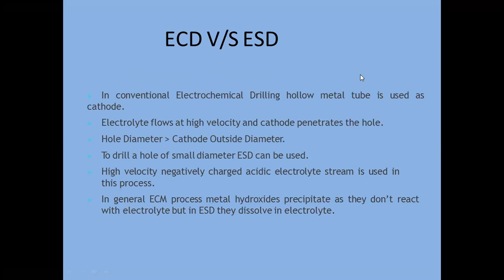The hole diameter will be greater than the cathode outside diameter, and that's the constraint here. In electrostream drilling, the cathode outside diameter, nothing but the tool diameter, is less than or almost the same as the hole which we require to drill. To drill a hole of small diameter, this electrostream drilling can be used.